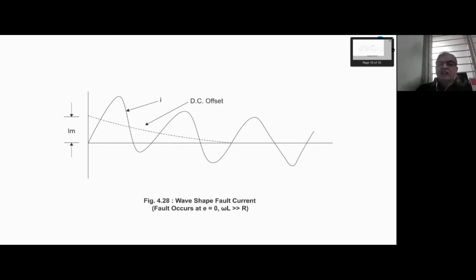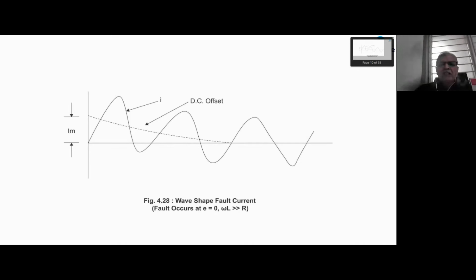It's not necessarily that it will always be like this. It depends upon at what instant of voltage the fault has occurred. The worst instant is if the fault occurs at V equal to 0. Then there will be the worst asymmetry. So current is asymmetric. It is the sinusoidal current superimposed on exponentially decaying DC offset, as it is known as.